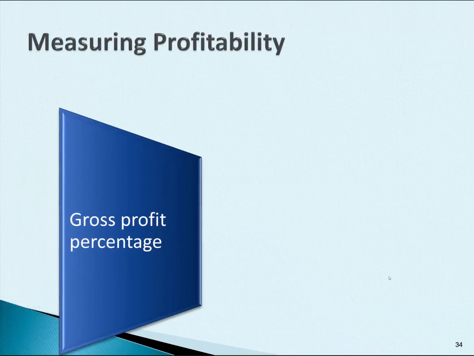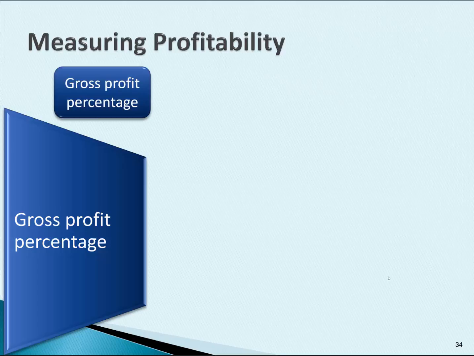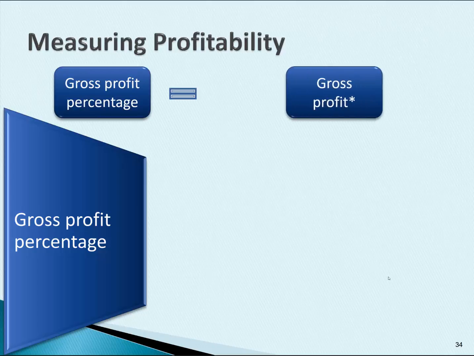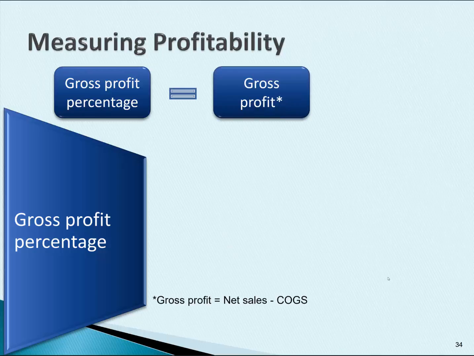Now we're going to look at a way to measure profitability. It's gross profit percentage. So the formula for this is you take gross profit, and now remember gross profit, you need to know the formula for that. It's net sales minus cost of goods sold. So you could just replace the top of this with net sales minus cost of goods sold, since that's what gross profit is. And then you're going to divide that by your net sales.